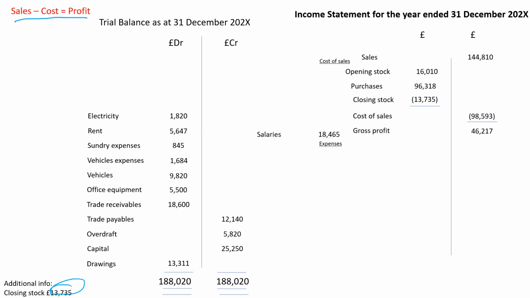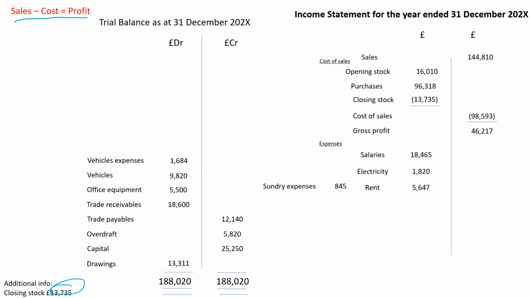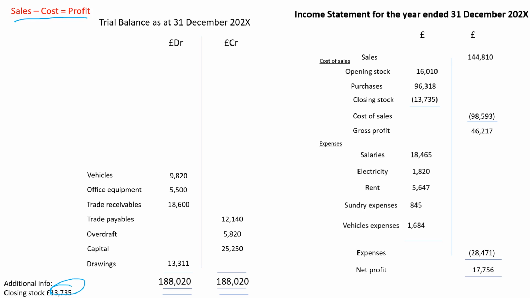Salaries are an expense as employees are one of the reasons why a business generates revenue. Electricity is an expense as a business will need it in order to operate. Rent is an expense as well as they will have fixed payments. And the last two expenses are sundry expenses and vehicles expenses. Once we have totaled the expenses, we can finally work out what the net profit is by just doing gross profit minus the expenses, which will give us approximately £17,800 of net profit.